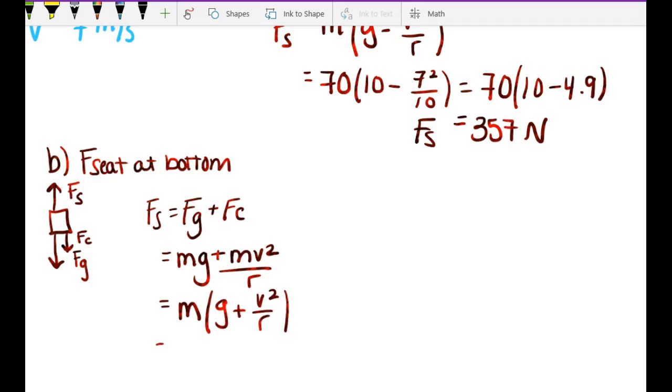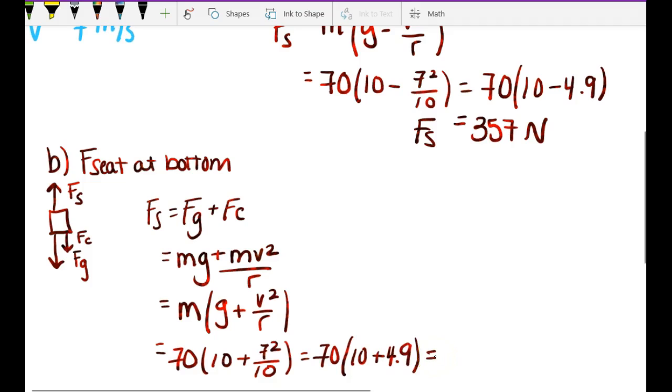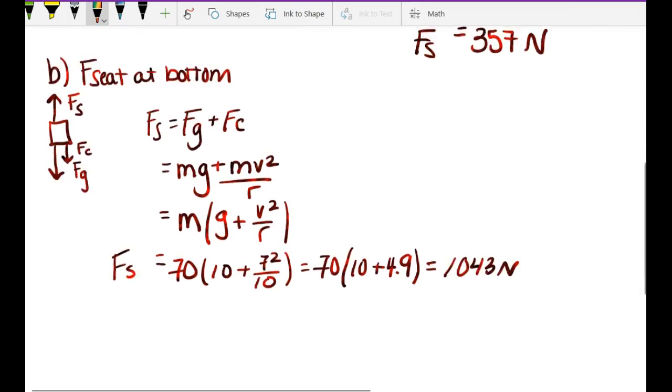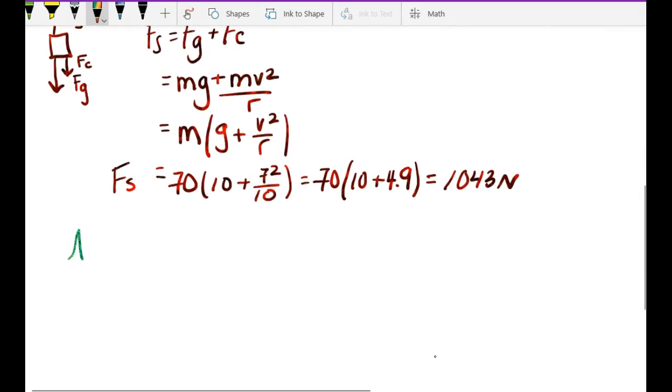So you get m times the quantity g plus v squared divided by r, which is 70 times the quantity 10 plus 7 squared divided by 10. So that ends up being 70 times the quantity 10 plus 4.9 instead of 70 times 10 minus 4.9. This force ends up being 1,043 newtons, which is really a lot, and it feels heavier than the person actually weighs. So the force of gravity should only be 700.